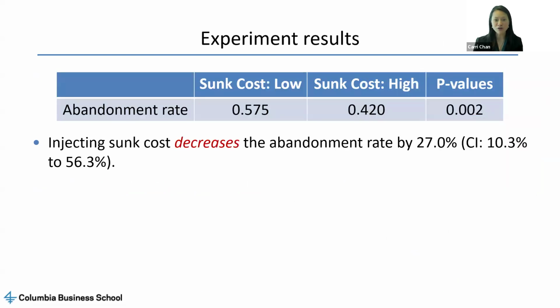And so what we found is we recruited a total of 425 participants. They were randomized, so we had 212 in the low sunk cost and 213 in the high sunk cost group. And these are their abandonment rates. We found that the difference is statistically significant. What I want you to take away from this experiment is that indeed injecting the sunk cost decreases the likelihood of customers abandoning the system.